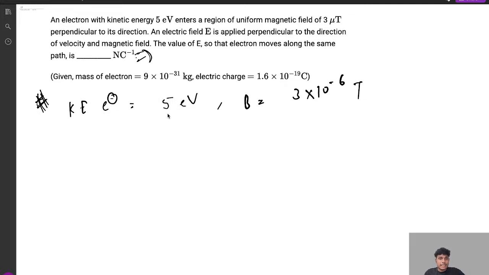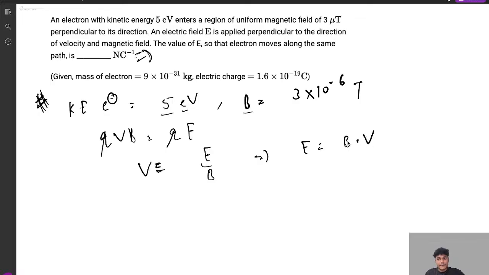So the kinetic energy of the electron is 5 electron volt and B is this. From here we get qv is equal to qE, q cancels out, and V is equal to E by B. We need to find the value of E, that is equal to B times V. That is, electric field is equal to magnetic field into velocity. Now instead of velocity we are given kinetic energy, so we first have to find the velocity.